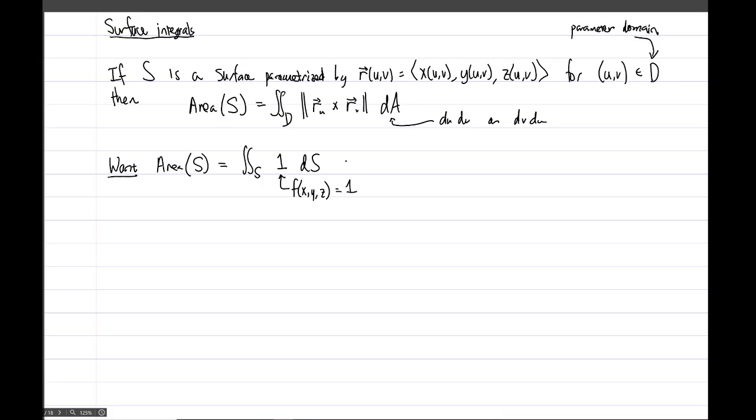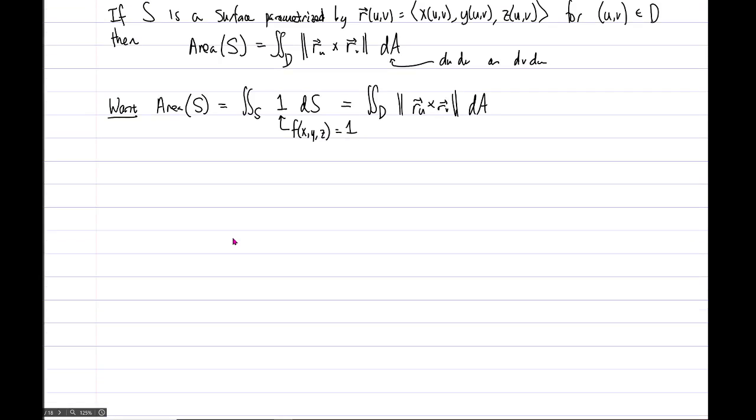And we want this to end up translating eventually to be this integral over D that we had up there. So we really want to have here the integral of the magnitude of r_u cross product r_v dA. That's the connection we're off to try to make. Now, recall, we're going to connect this back to line integrals as best as we can.